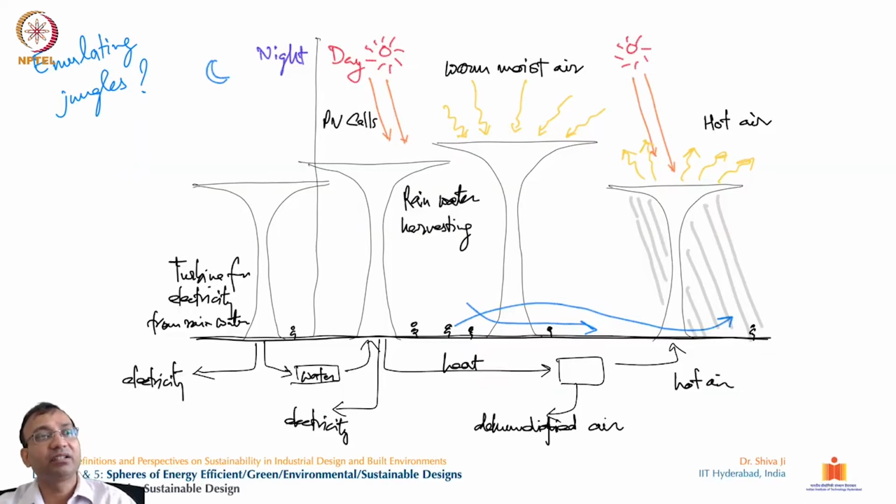So let's see what the features and characteristics of this urban forest are, and how it behaves differently in the day and the night. If you see here, with the sun, it has photovoltaic cells and panels planted on top of it. Obviously they receive sun energy, and they produce electricity.